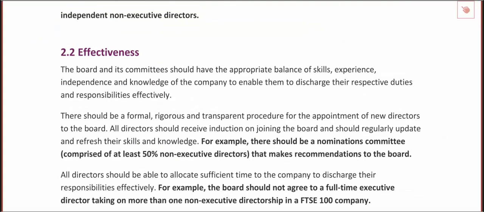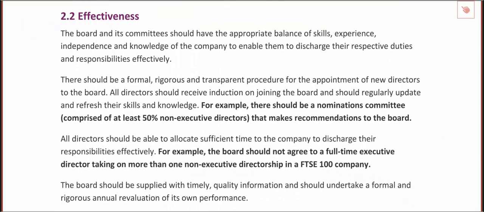Okay, second key area, effectiveness. So we've thought about the leadership of the board, now we're going to make sure that they're effective. So firstly, there should be an appropriate balance of skills and experience to make sure that people know what they're doing and are able to come together and provide a good balance of knowledge. In terms of appointing people to the board, there has to be a nice, clear, straightforward procedure. So it shouldn't be a case of jobs for friends.